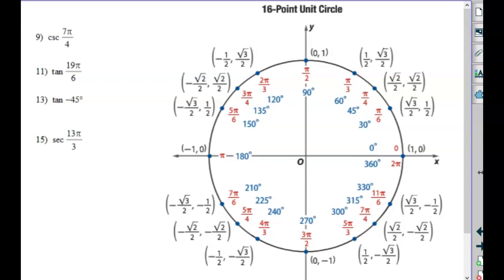7 pi over 4, is that on my unit circle? The ones I'm doing aren't on there. 7 pi over 4 is here. So what is the cosecant, guys? I flip over sine. Did I do some of these yesterday in this class or not? Okay. Which one's sine? It goes cosine, sine.